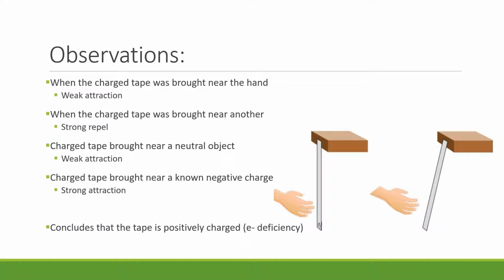When the charged tape was brought near the hand, it had a rather weak attraction. It also had a weak attraction when it was brought near a book, another neutral object. However, when the tape was brought near another tape, it was repelled. And when it was brought near a known negatively charged pen, it had a very strong attraction. This helped conclude that the tape was positively charged, resulting in electron deficiency.